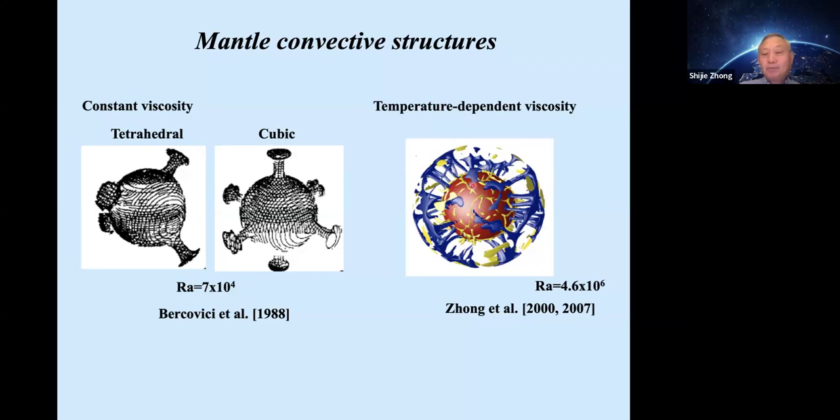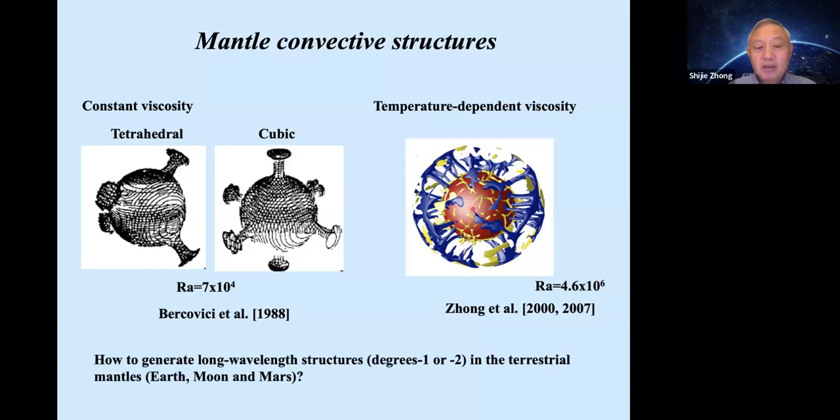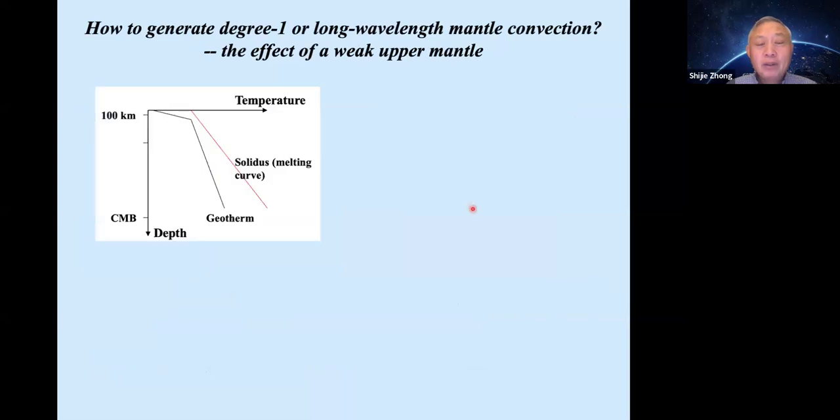Okay, right. So it's been kind of a challenge how to produce really long wavelength structures from convection, given that most convection studies show relatively short wavelengths, right? So the question here is how to generate long wavelength structure in terrestrial planet mantles. Now, one thing we can speculate about is possibly the viscosity stratification.